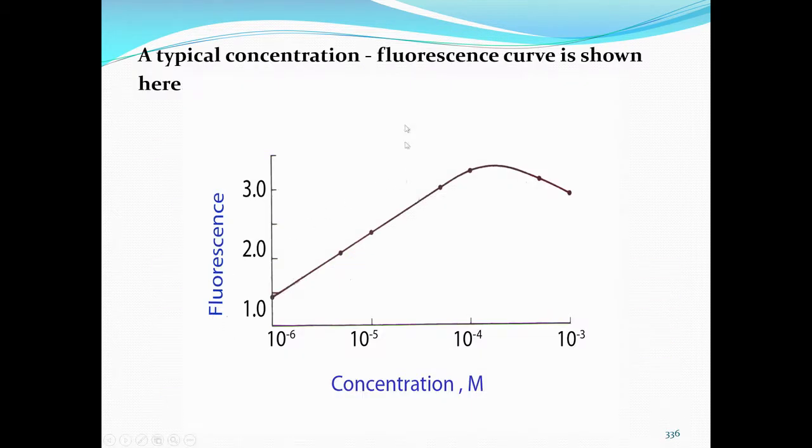So, a typical concentration fluorescence curve is shown here. You can see that at very low concentrations there is a steady gradual increase, almost linearity, but at higher concentrations, 10 raised to minus 6, minus 5, minus 4, this is 2 orders, minus 6 to minus 4, and the moment it becomes minus 3, the fluorescence intensity will start decreasing. So, it is obvious that we should operate only in the region where there is linear response.